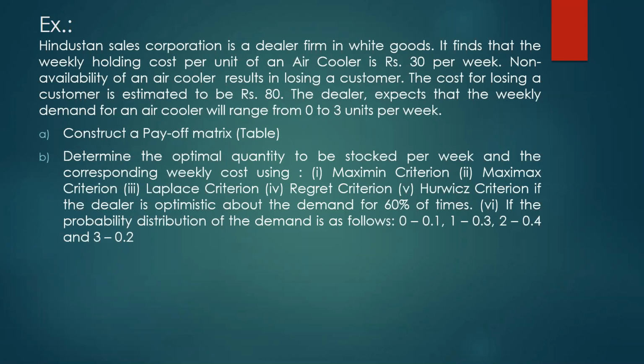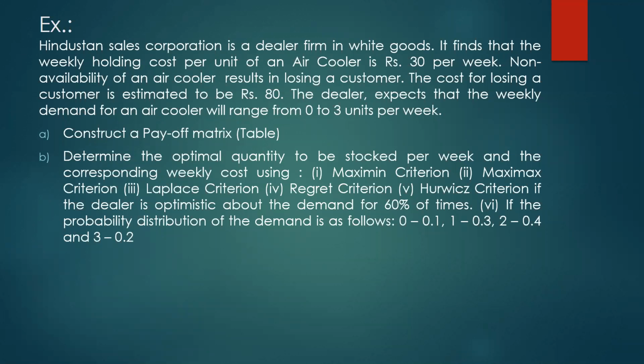Now we are going to cover all the techniques in this problem. So for example, maximin criteria, maximax criteria, Laplace criteria, regret criteria, Hurwitz criteria, where they have mentioned the alpha value. So the dealer is optimistic about the demand for 60% of times. That means the value of alpha is 0.6. And we are also supposed to find out the other values if the probability distribution of the demand is given to you. That is your EMV.